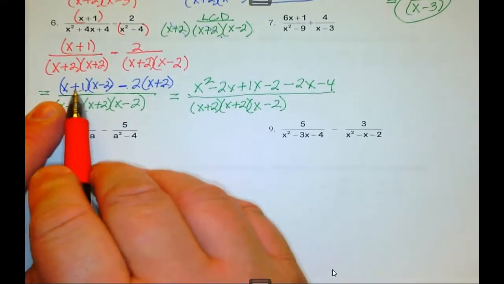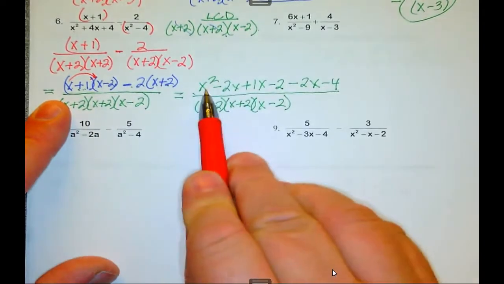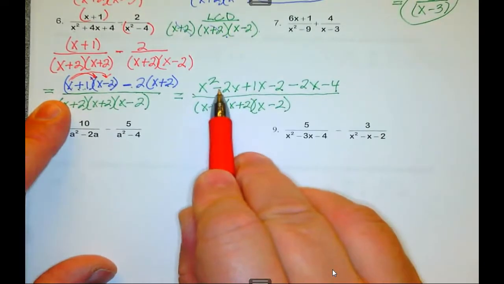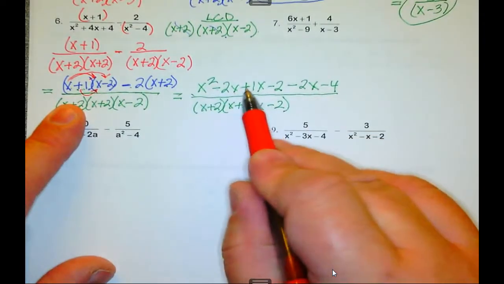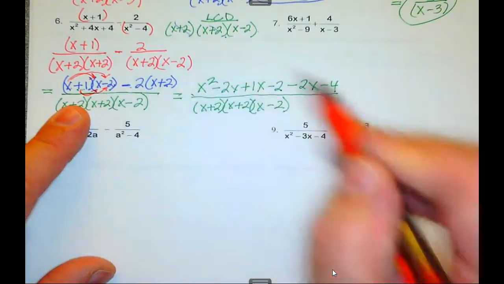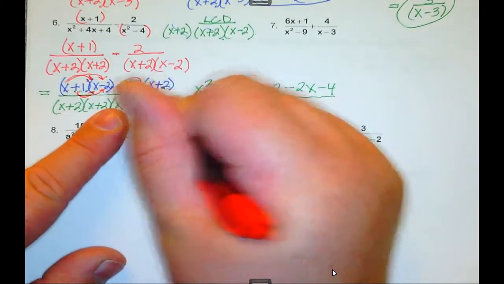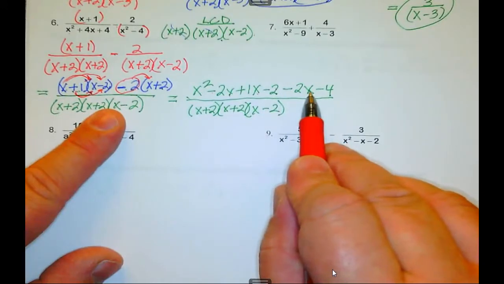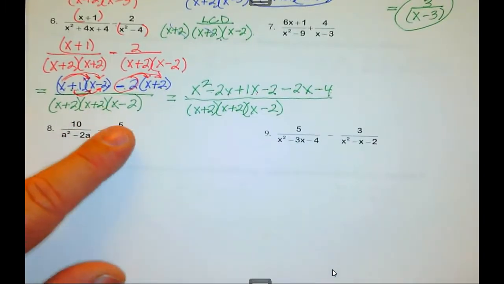So, my numerator, I have to start simplifying this. X times x, x squared. X times minus 2, minus 2x. Positive 1 times x, positive 1x. Positive 1 times minus 2, minus 2. Then I have to distribute the minus 2. Minus 2 times x, minus 2x. Minus 2 times positive 2, minus 4.